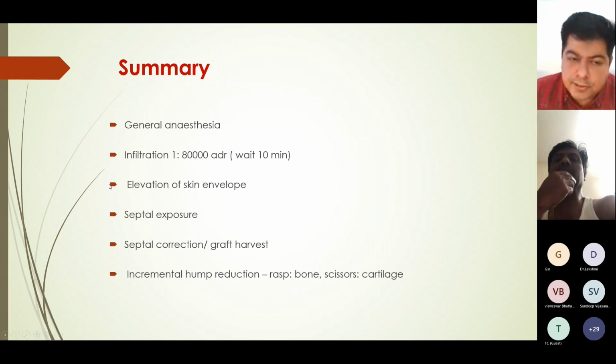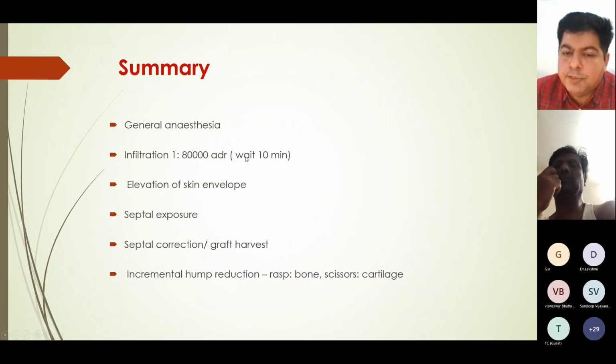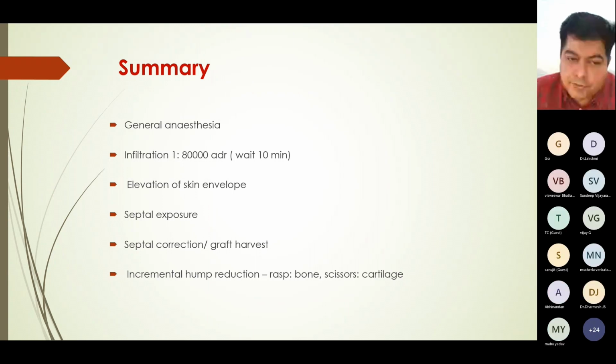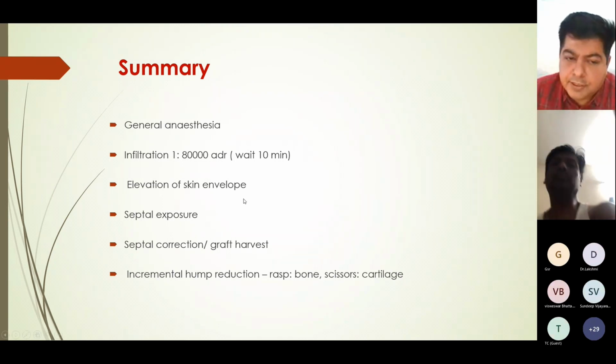And for infiltration, don't use 1:2 lakh, use 1:80,000, which dental people usually have, and wait close to 10 minutes. This extra 3 minutes you wait will be compensated nicely by a bloodless field, and you will proceed faster in surgery. And there won't be any unnecessary bleeding or staining of the tissues, because then it is difficult to identify the planes. And after this, elevate the skin envelope.